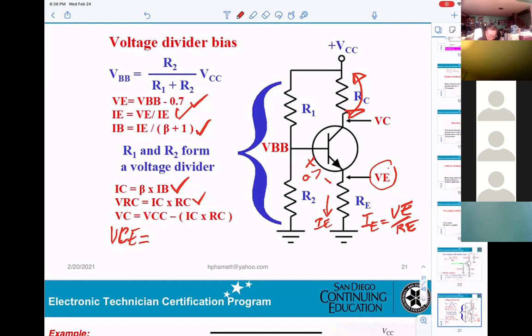VC minus VE. I want VCE. What formula is that? VC minus VE. Exactly. You already know VC, you already know VE. Take the difference, and that's how you get VCE, the voltage from collector to the emitter. These are circuitry, very, very important, okay?